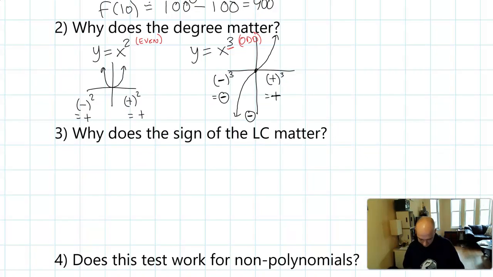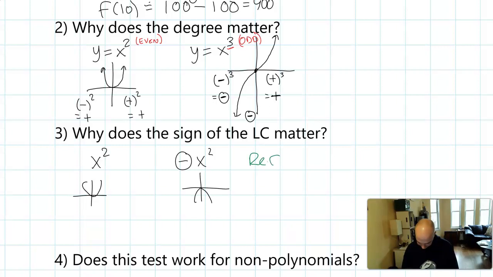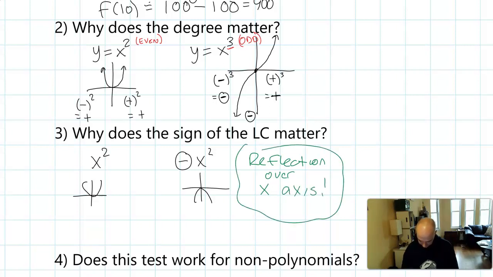And why does the sign of the leading coefficient matter? Well, just ask yourself, why does x squared go up, but negative x squared go down? This looks like this, but this one looks like that. The negative is just a reflection over the x-axis. And that's all the negative thing does.